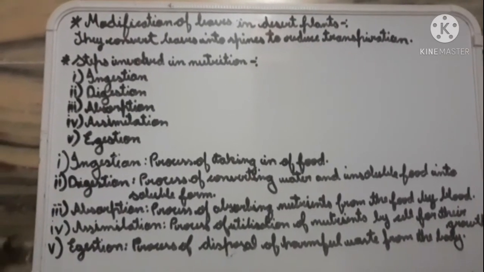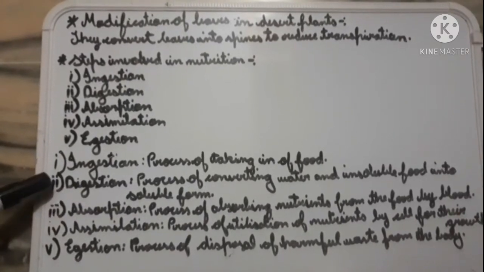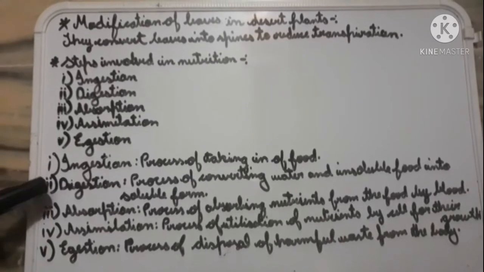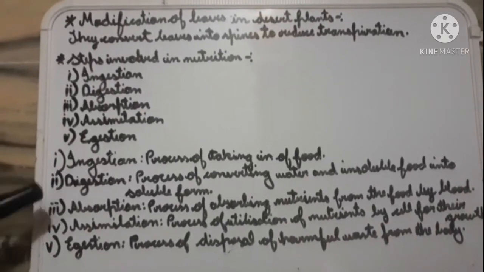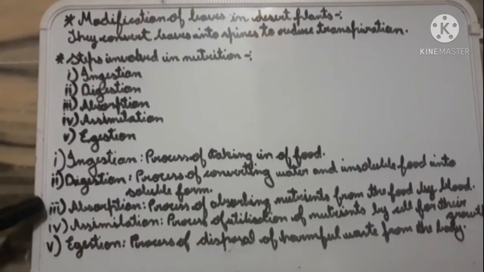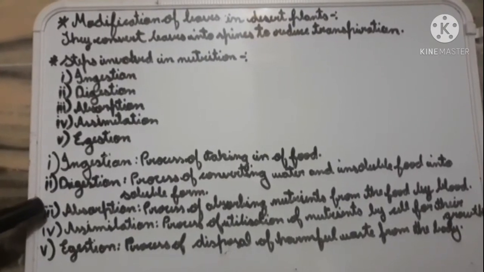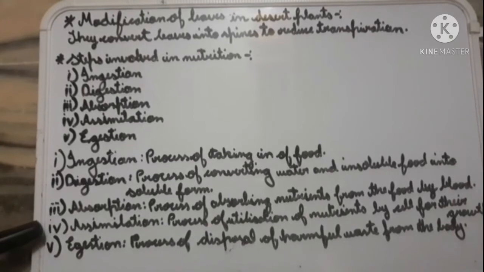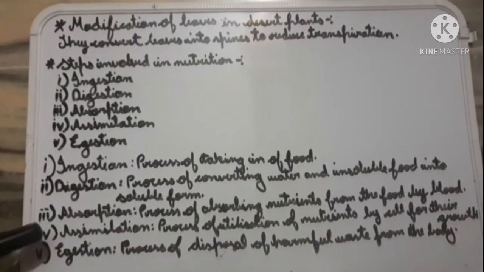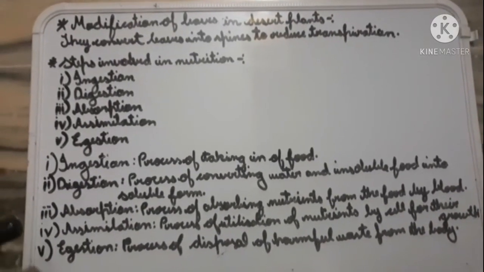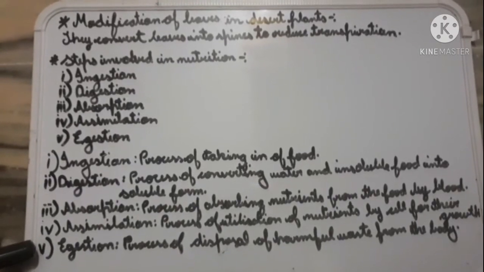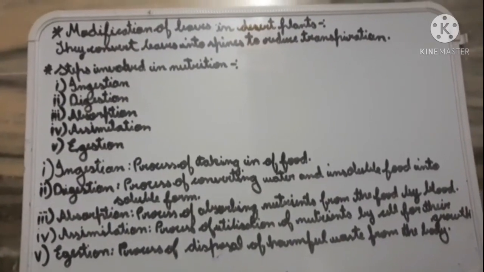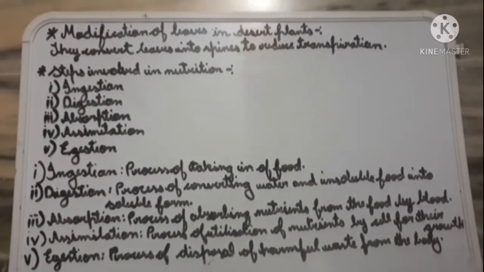Ingestion is the process of taking in of food. Second is digestion, process of converting insoluble food into soluble form. Third is absorption, process of absorbing nutrients from the food by blood. Fourth is assimilation, process of utilizing of nutrients by cell for their growth. Fifth is egestion, process of disposal of harmful waste from the body. These are the steps involved in nutrition.